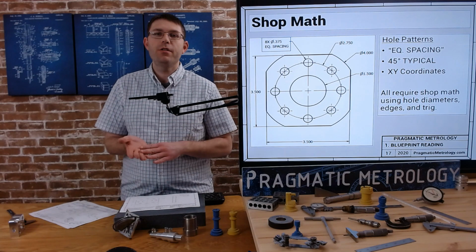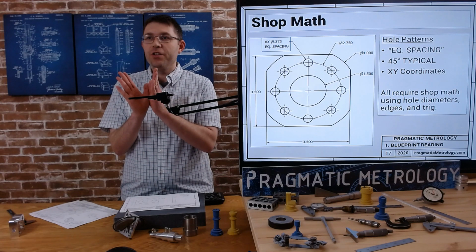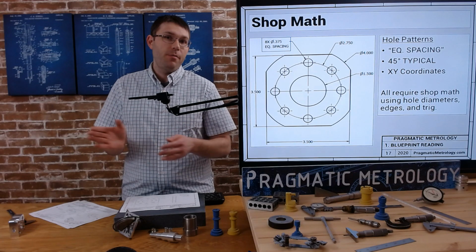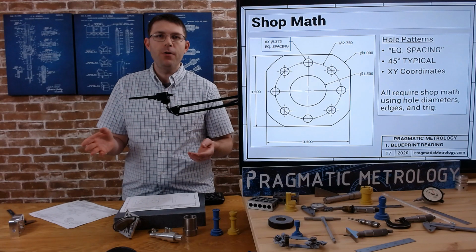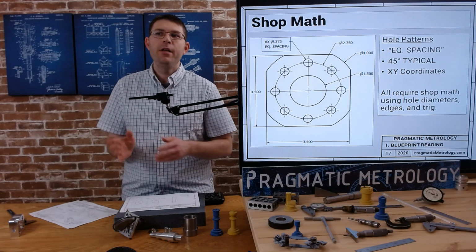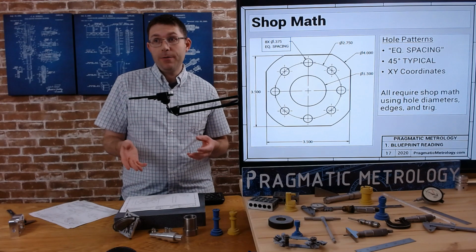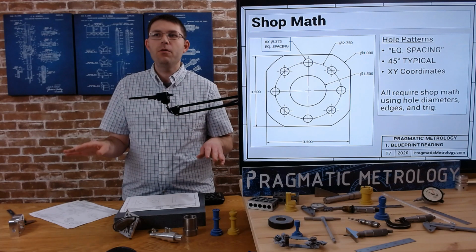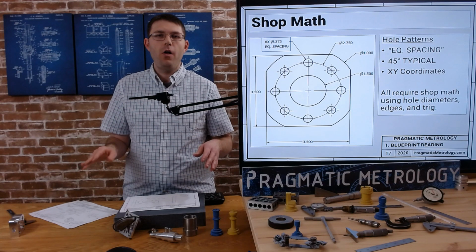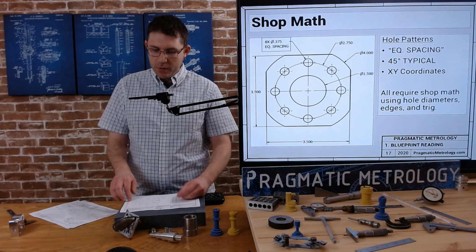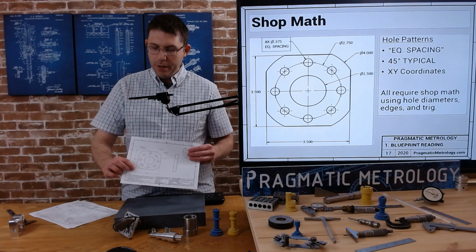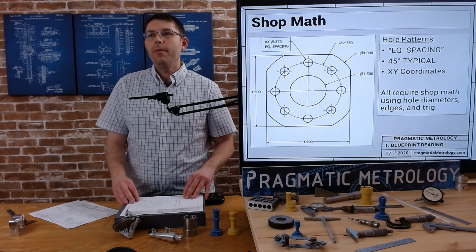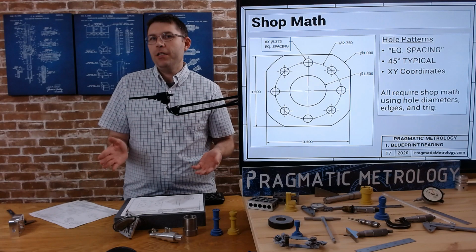Now, some prints are going to have the angle. In this case, it would be 45 degrees. If there were more holes, that would be a smaller angle. If there were less holes, it would be a bigger angle. Some prints will call it out that way. Some prints will say equal spacing. And other prints might just say, forget this equal spacing and angle nonsense. We're going to call it all an XY. We're going to define an XY coordinate in the corner, and we'll be done with it. We'll do it all in XY. But any way you do this, you're going to need shop math.